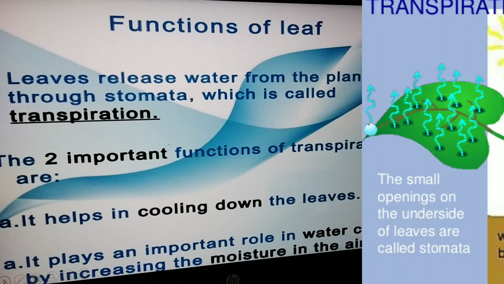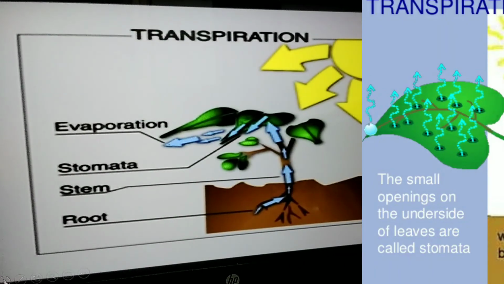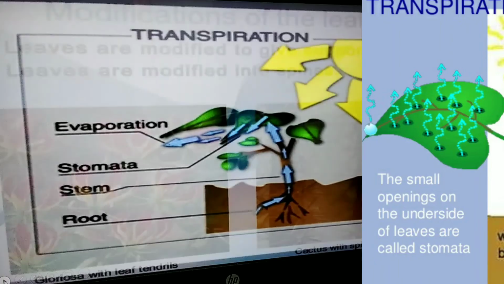Leaves also perform respiration. Leaves take in air and make use of oxygen to break down the food to release energy and give out carbon dioxide. The exchange of gases takes place through small pores or tiny openings on the leaf surface. These pores are called stomata. Plants also transpire through these pores only. Coming to the special functions of the leaf. This is the picture which shows the process of transpiration.